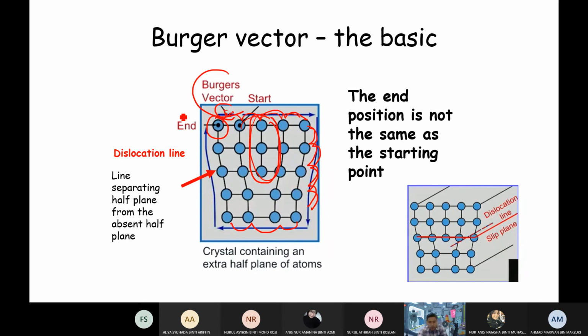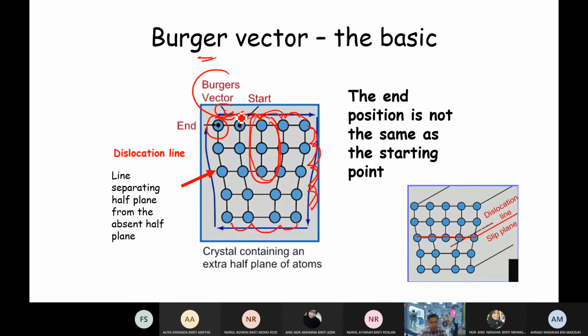So we have our dislocation line, we have our slip plane, and we also see that the Burgers vector is perpendicular to the line of the dislocation. Can you understand? Do you understand about the Burgers vector?